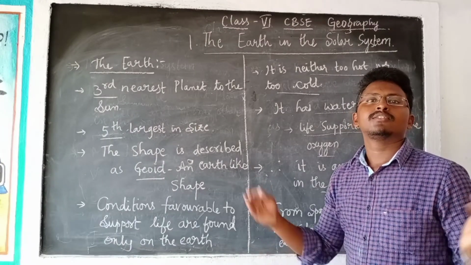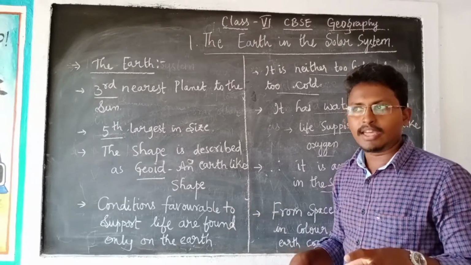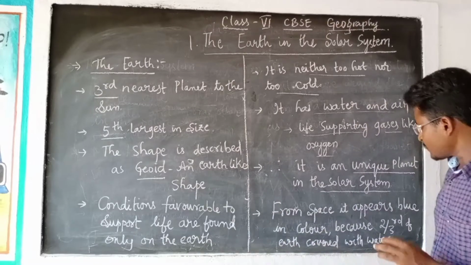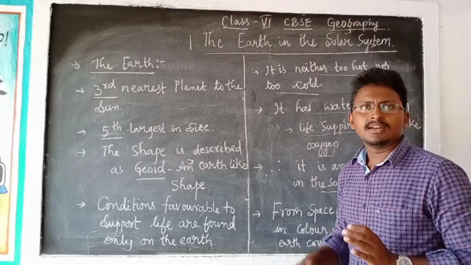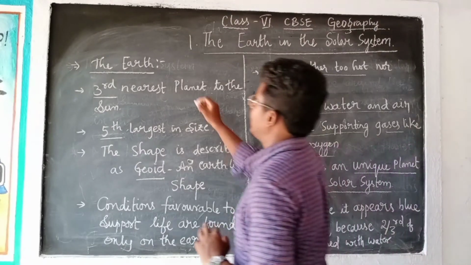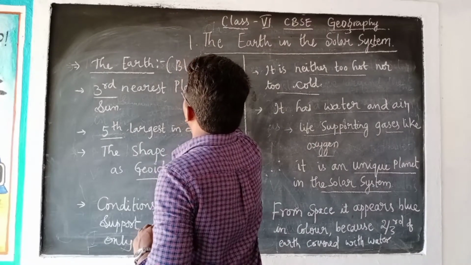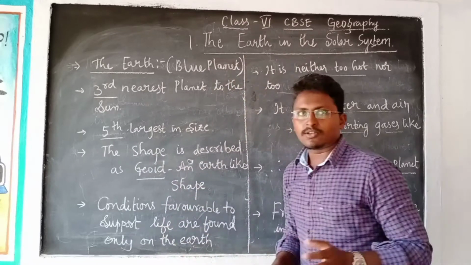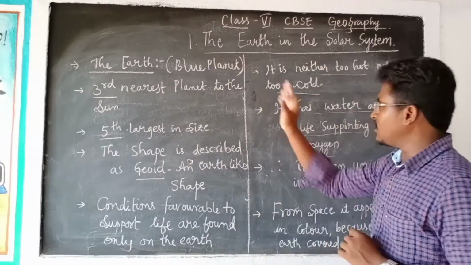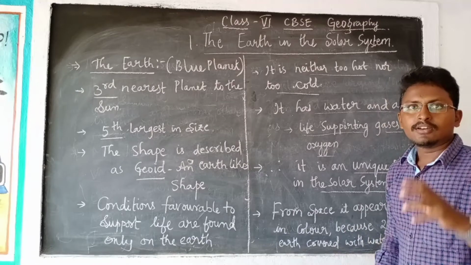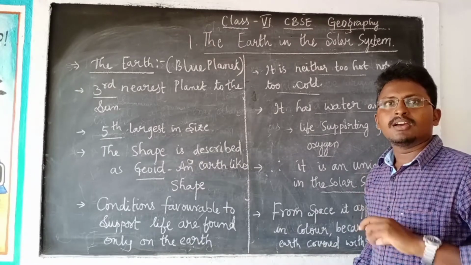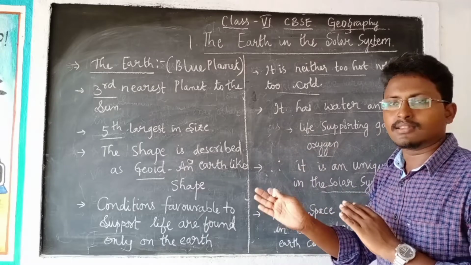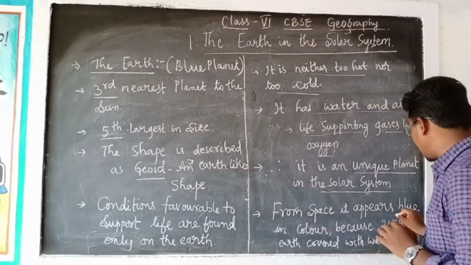You can see there is no other planet in the solar system where you can find all such conditions. Then a very important thing is that earth is also known as the blue planet. Why do we call it the blue planet? Because from space, if you ever go into space and look from there, the earth appears blue in color.